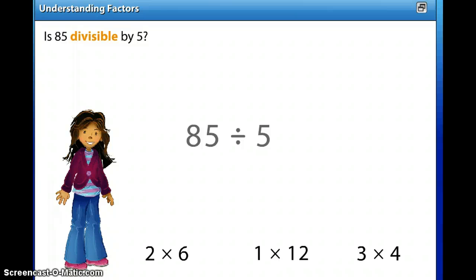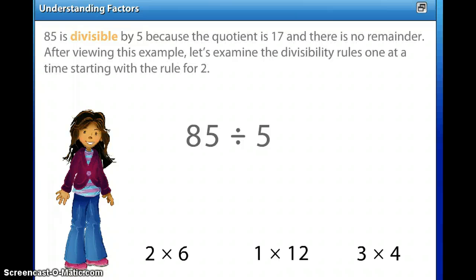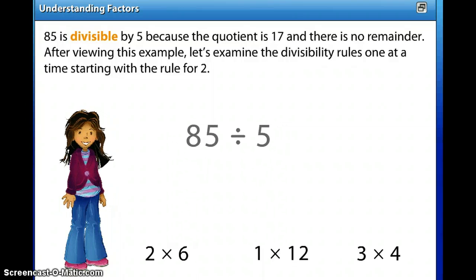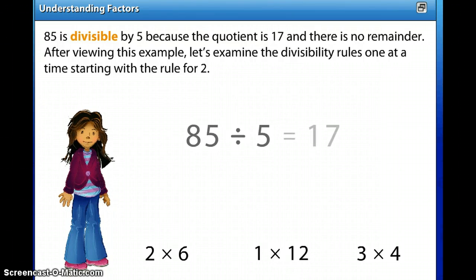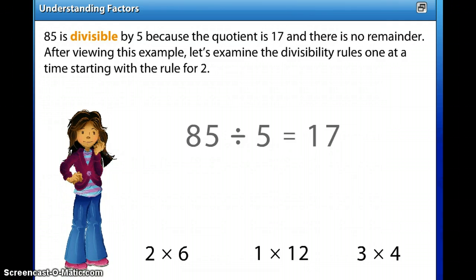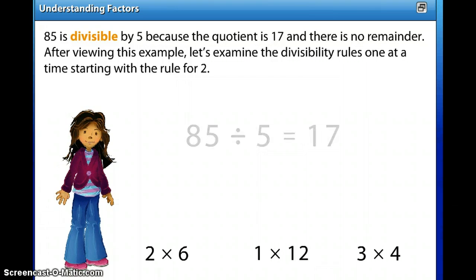85 is divisible by 5 because the quotient is 17 and there is no remainder. After viewing this example, let's examine the divisibility rules one at a time, starting with the rule for 2.